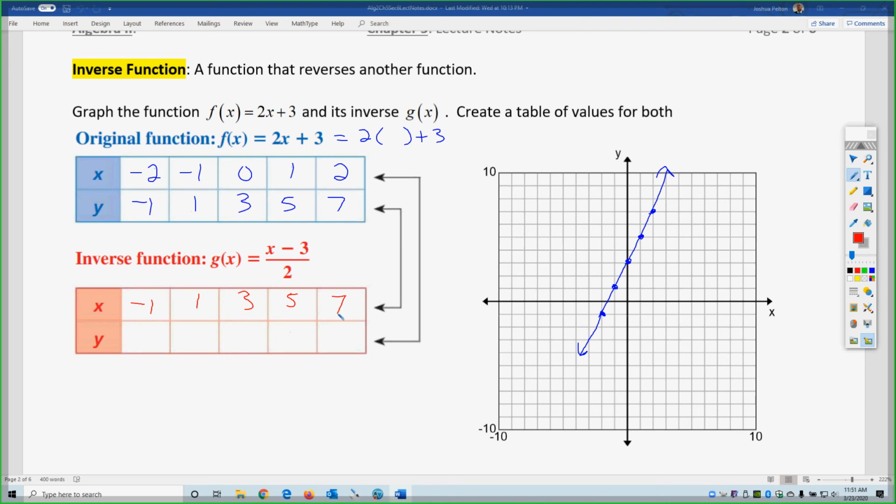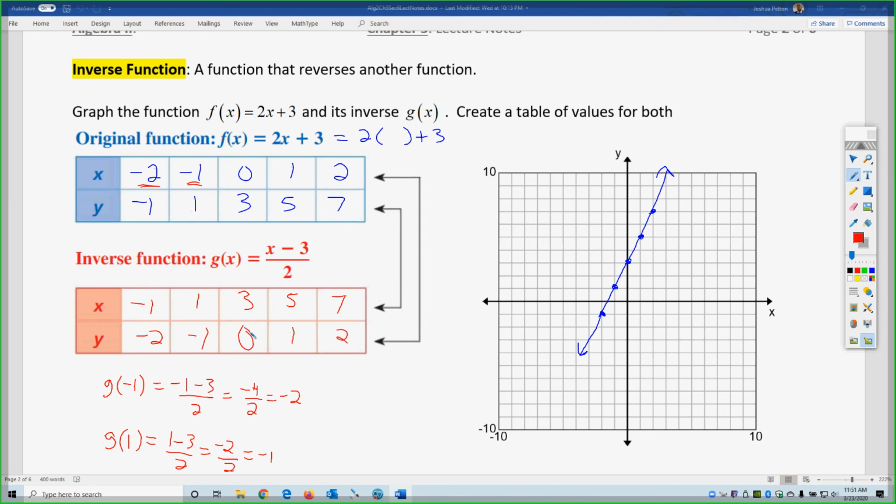Are we really sure that we can just flip the x to the y? Well, let's try. So if I plug in negative 1, I get negative 1 minus 3 over 2, which is negative 4 over 2, which is negative 2. That seemed to have worked, right? Same number. We'll try one more. So we'll try g of 1. So that's 1 minus 3 over 2, which gives me negative 2 over 2, which is negative 1. So that seems to have worked, so we can just flip the table accordingly.